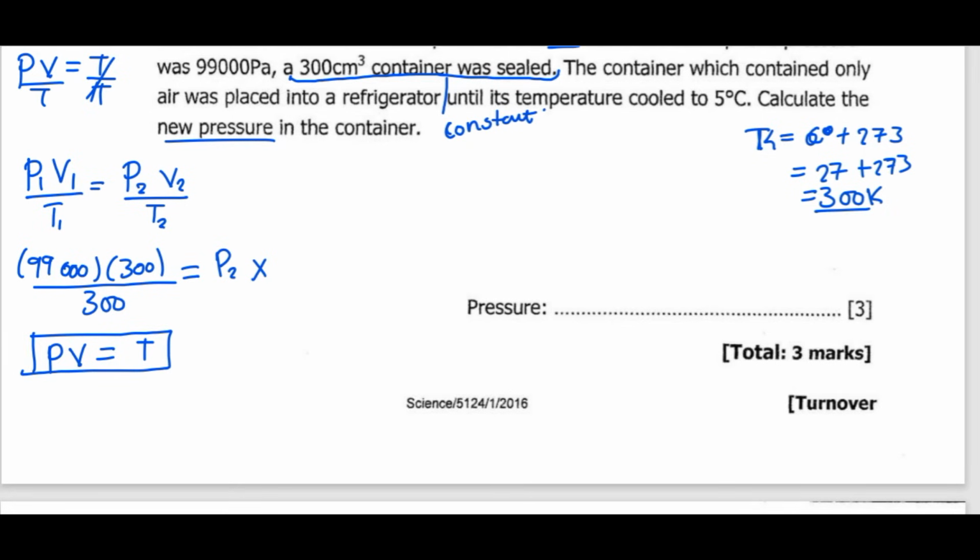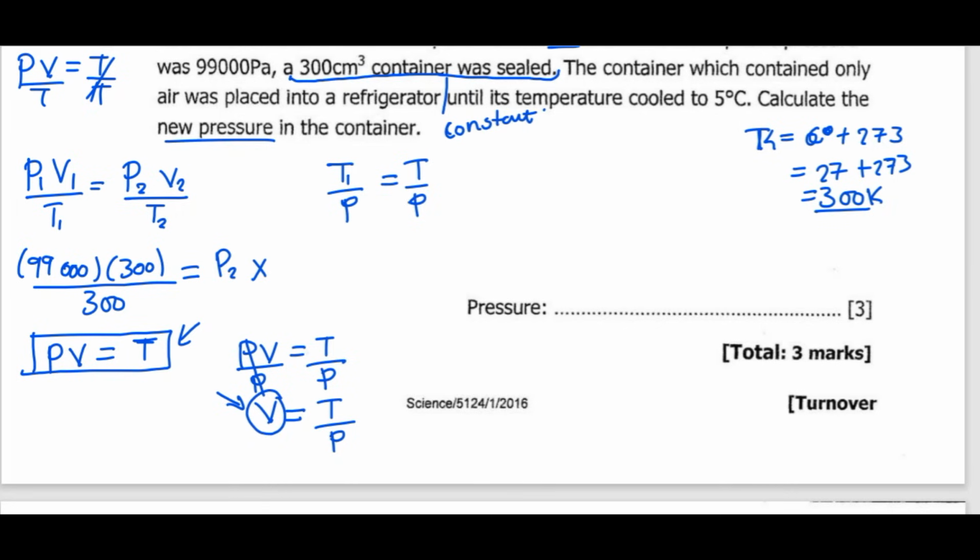So since we want V to be the subject of the formula, let's say now PV is equal to T. We divide by P over P. So if we cancel, V is equal to T over P. The good part of this is it can be used to form any of the three equations. So volume is constant, so volume is equal to T over P. So where there is volume, we have T over P is equal to T over P.